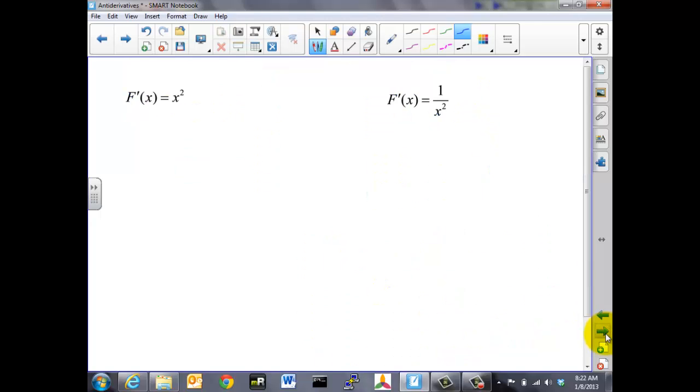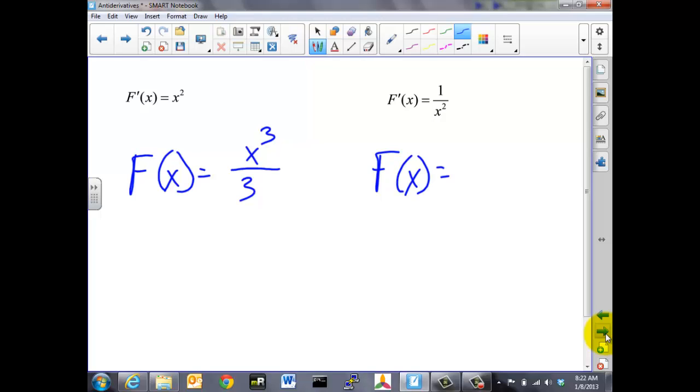Now, let's look at these two functions. Let's find the antiderivatives for those. Find the antiderivative for the first one by yourself, and then we'll talk about the second one. Answer, Drew? X cubed over 3. All right. Now, any ideas? What do you think when you see this next one over here? Quotient rule, but we don't have a quotient rule.